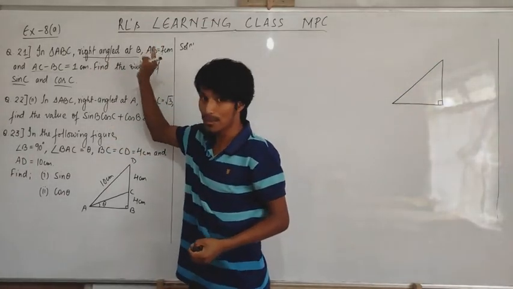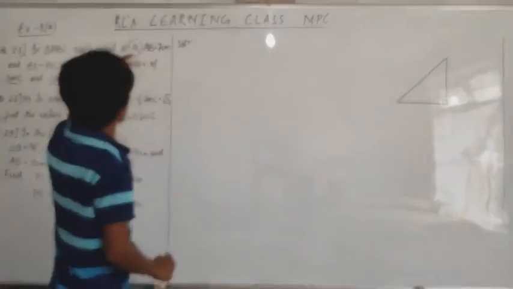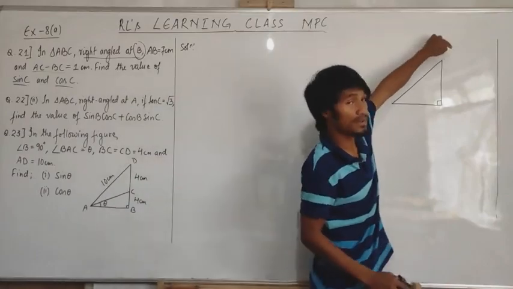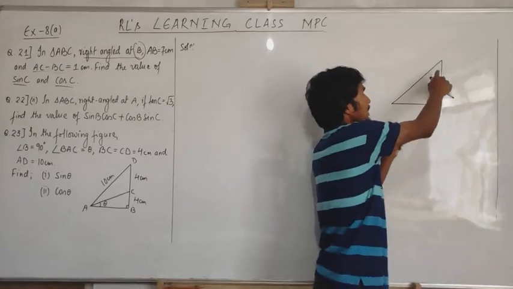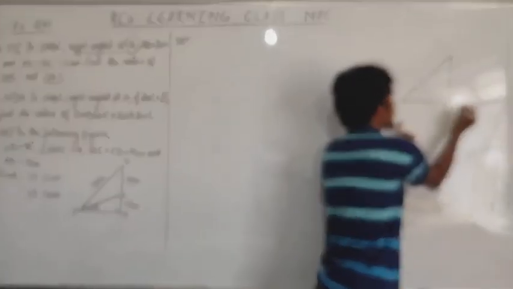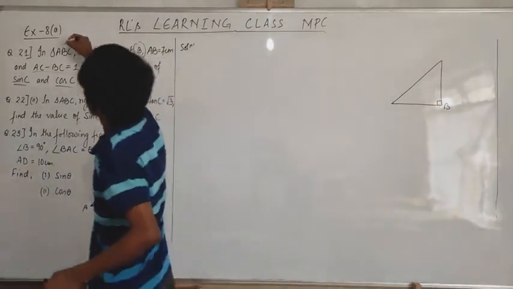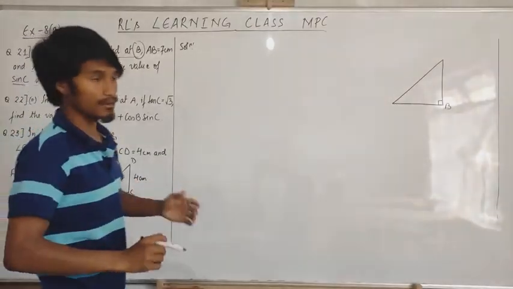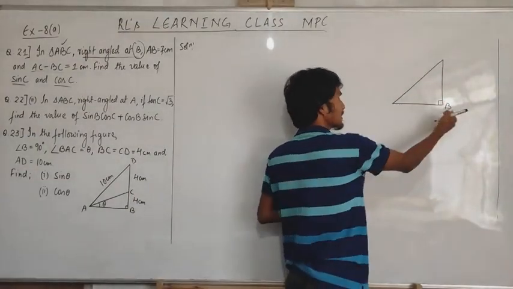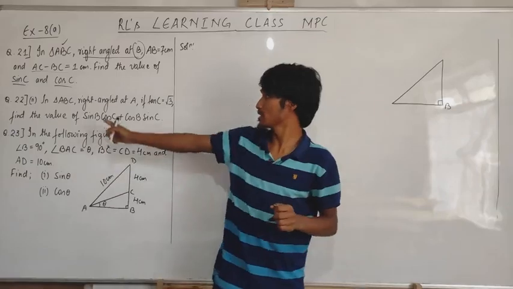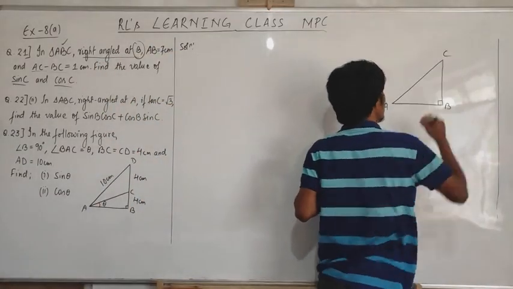Right angle at B means we cannot put B here or here. We have to put B at the right angle. Where is the right angle? This is not the right angle and this also is not. The right angle is here, so we have to put B here. Then A and C are left. B is finished; now A and C we can put anywhere. I can put A here or here, that doesn't matter. But you cannot change B because they already mentioned right angle at B. Then I put here A, B, C.